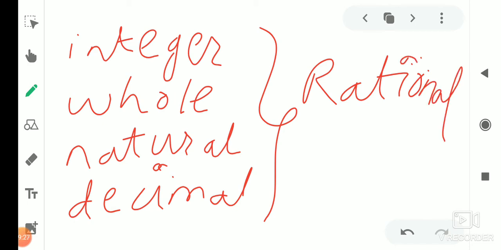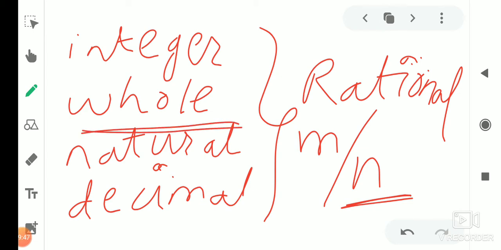so this was the basic definition of rational numbers. Meaning the numbers which are in the form of, or which can be written in the form of m by n, where m and n are integer numbers and the denominator n is not equal to 0. Okay, now let's take one more example of a whole number, that is 0.